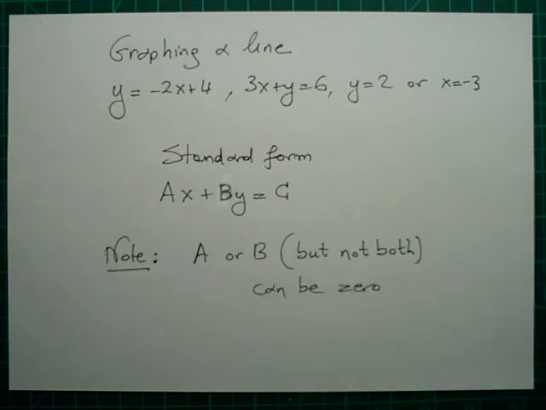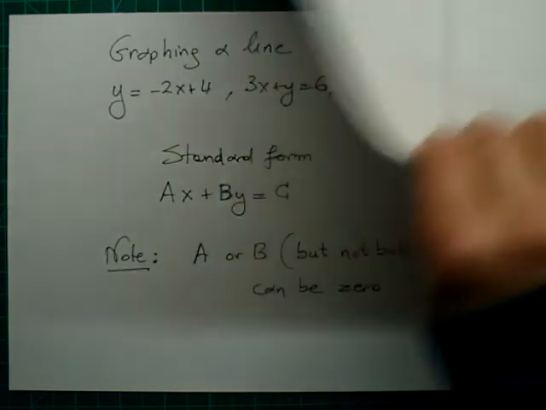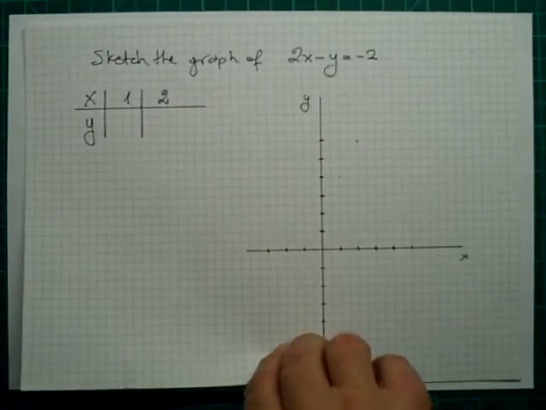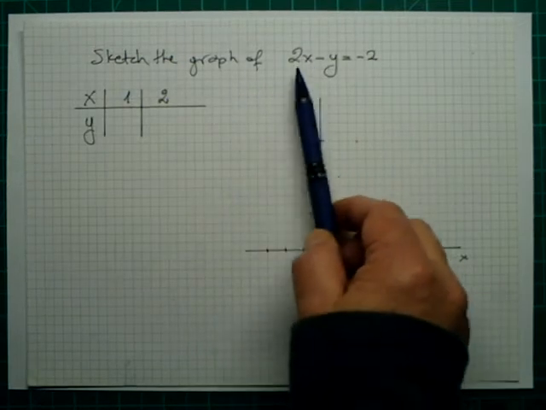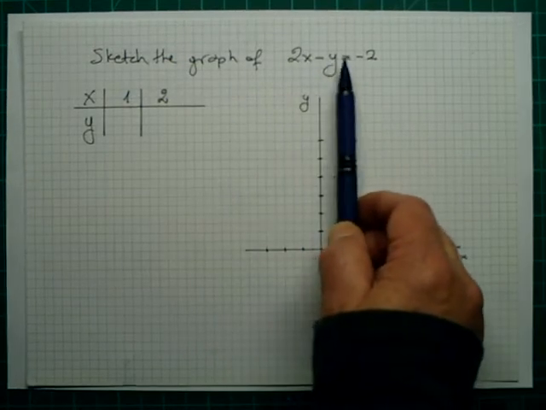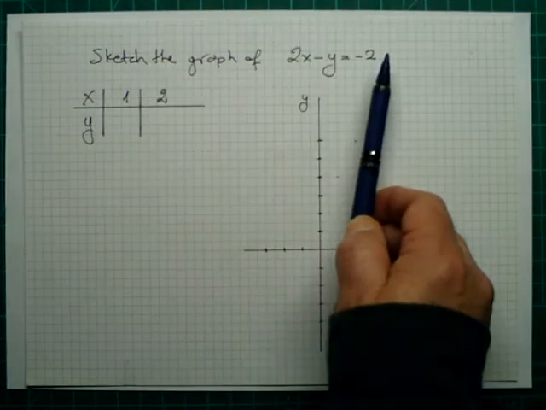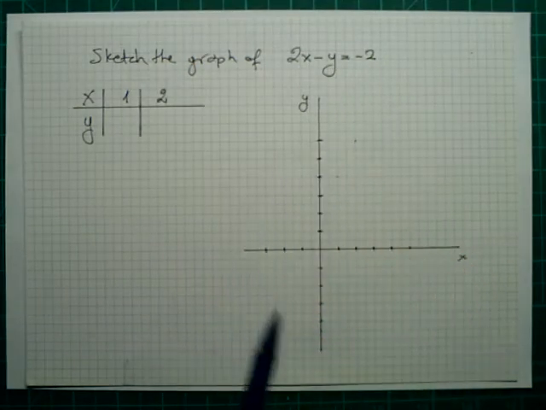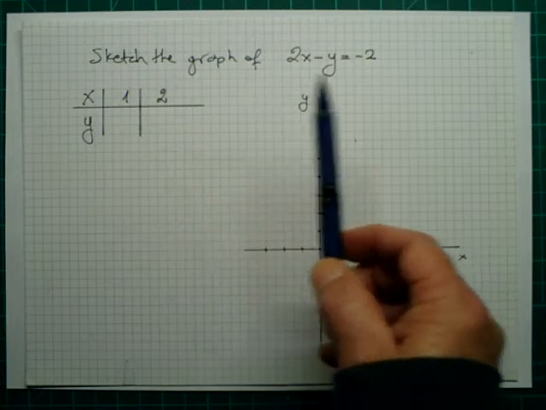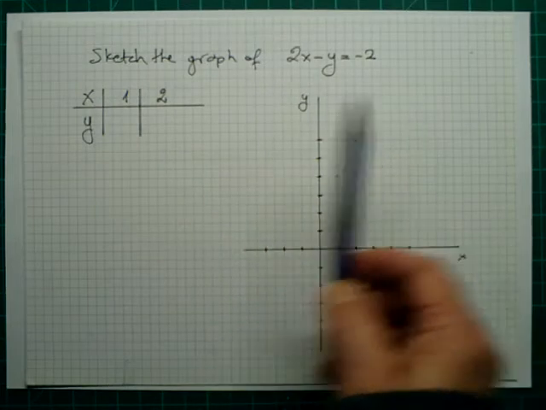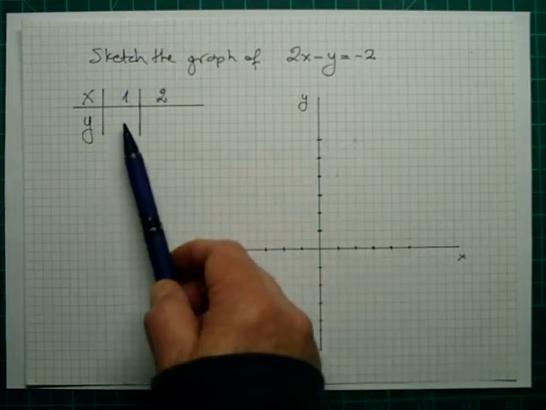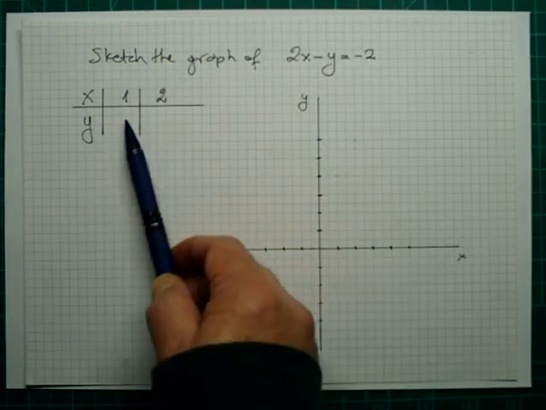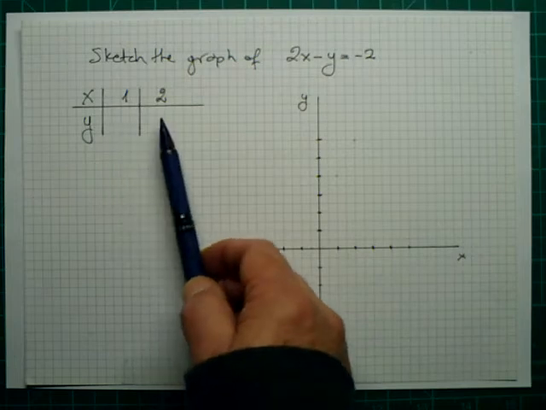Now, let's sketch the graph of a line. Here is our equation: 2x minus y equals minus 2. This is a first degree equation, so its graph is a straight line. To graph this line, we list two solutions and complete these two empty cells here.